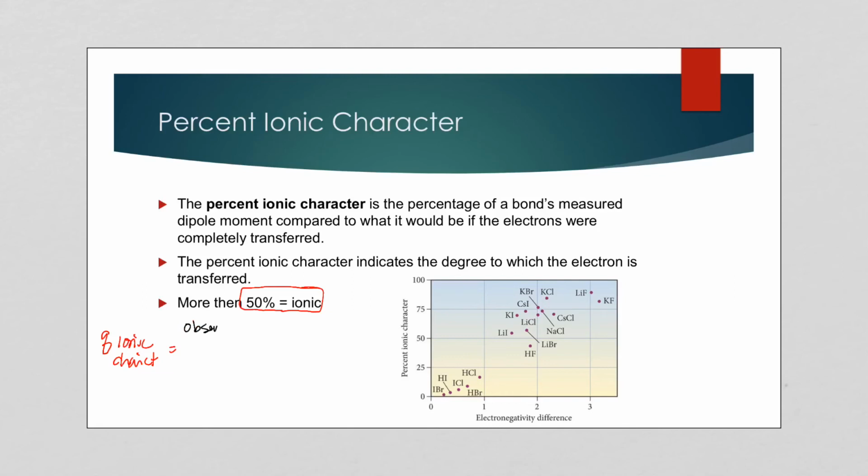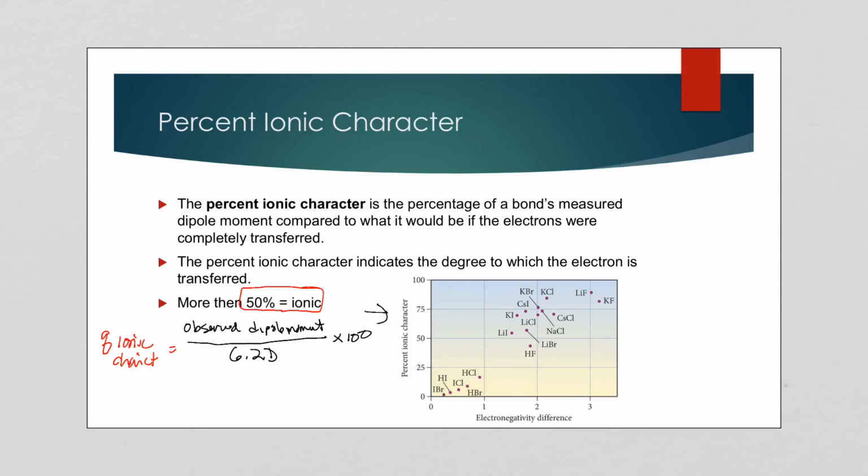the observed dipole moment in our bond, whatever that happens to be, over the ideal bond. In the book, they use this ideal being where the electron is completely transferred. So we use this value of 6.2 that was estimated in the book for that ideal transfer, times 100.